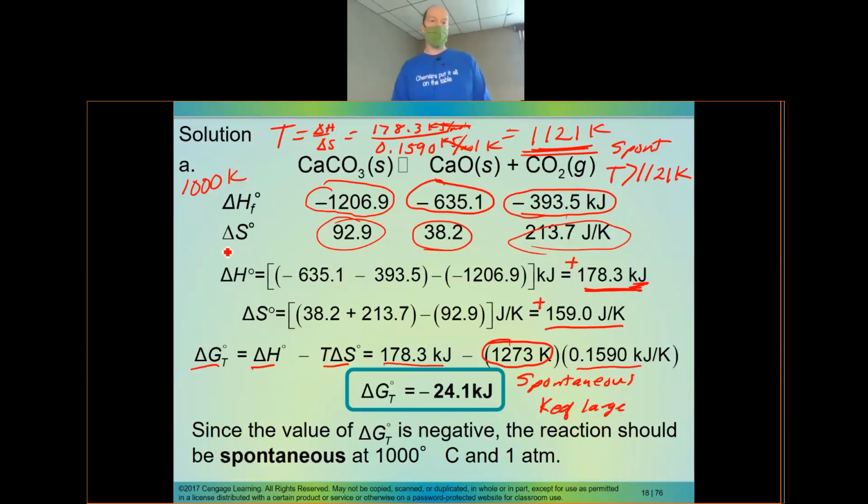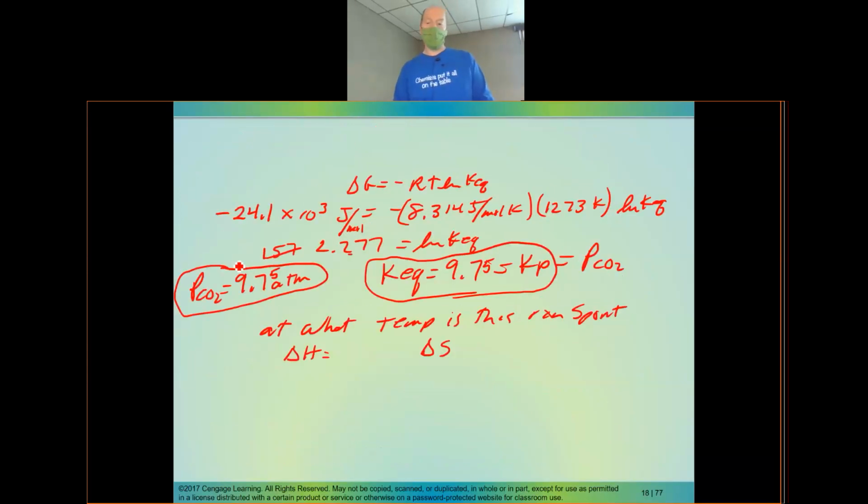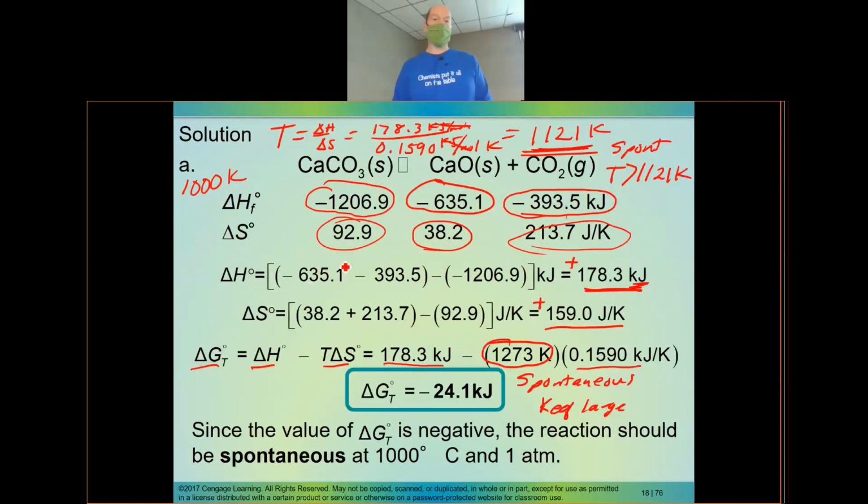For other reactions, it would be different. You have to take your delta H, divide by your delta S to get that temperature. So let's go ahead and calculate our delta G at 1,000 Kelvin. It's pretty simple. Your delta H doesn't change. Your delta S doesn't change. All you have to do is, instead of putting in your 1273, put in the 1,000.